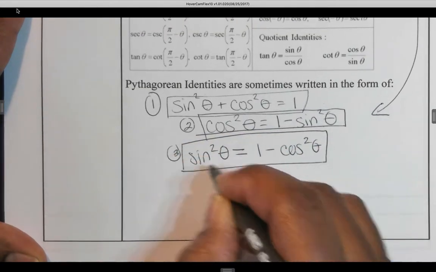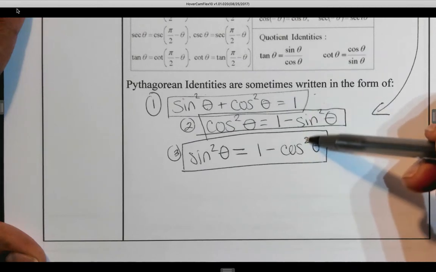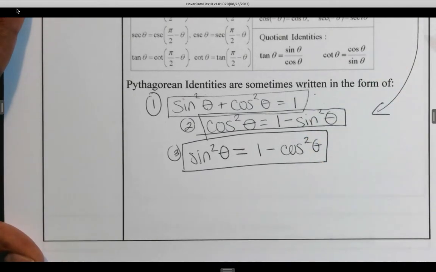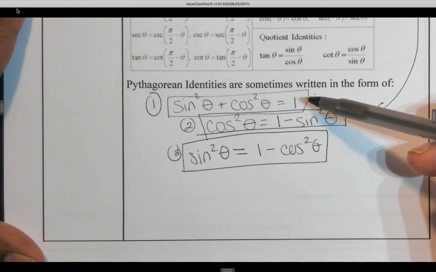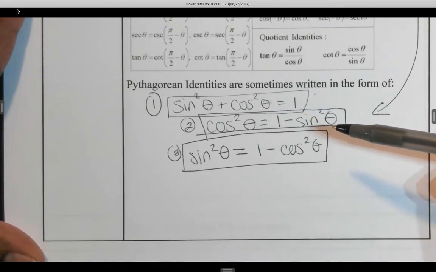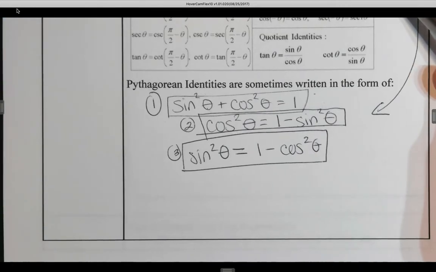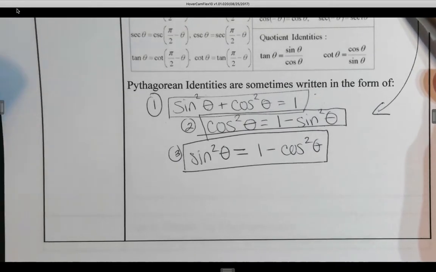Okay, so this is like our original Pythagorean identity, but these are variations of the exact same identity. So we just have to be comfortable with using the variations and recognizing, again, like I said, if you see a squared, any trig function squared, automatically look at the Pythagorean identities to see if they can help you out. All right, so let's do some examples.